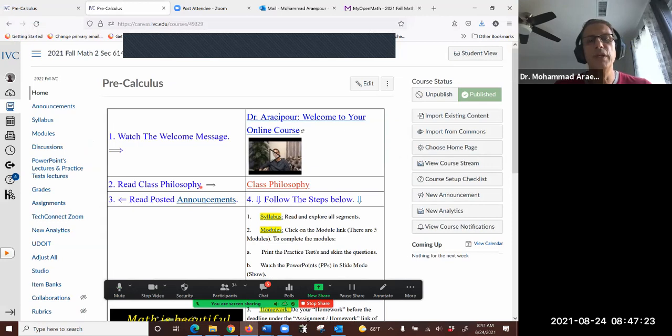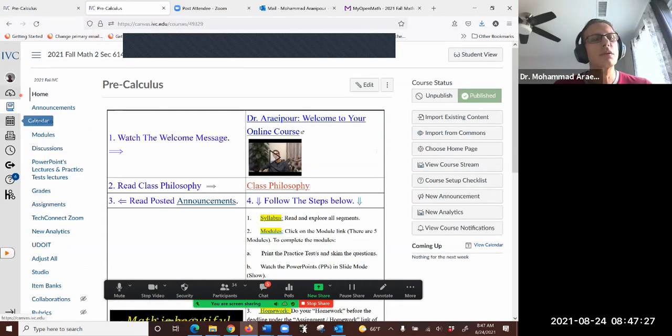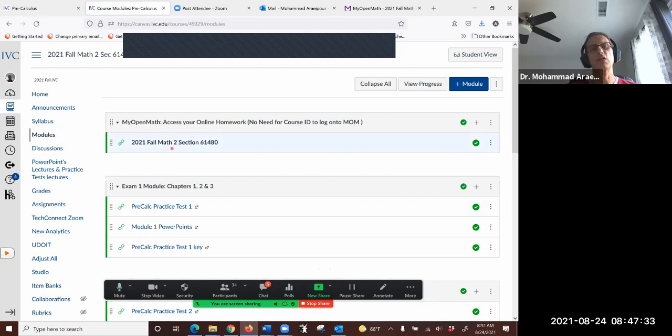Going back to the home page, after the syllabus, we want to take a look at the modules. So home page, announcements, syllabus, modules. I want to start with the first one and tell you what it is. As you can see, it says My OpenMath up here, access your online homework. And of course, exams and everything else.